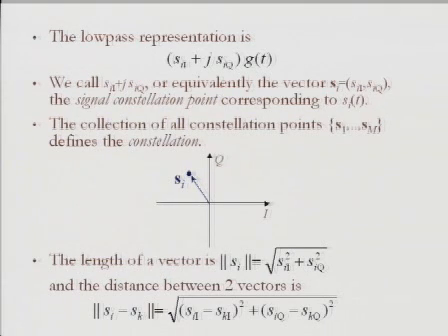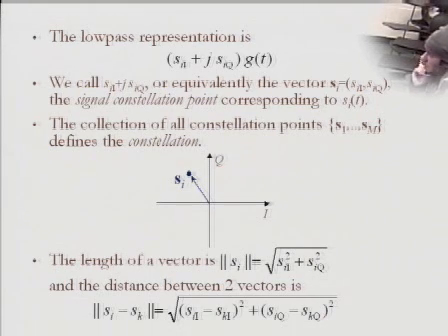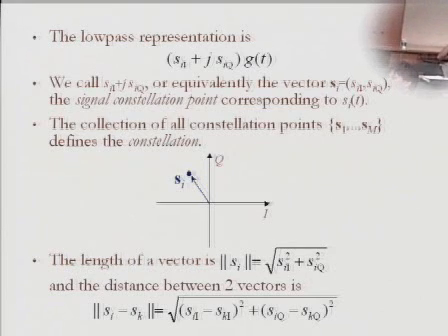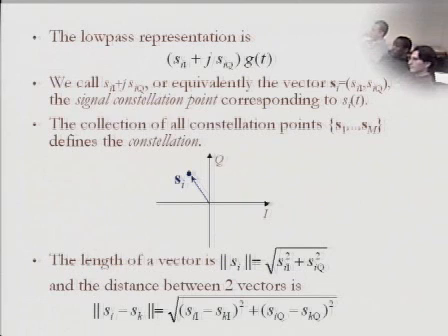And here we can use basic notions of Euclidean spaces, right? Such as the norm of a vector, which is the length of a vector. And in this case, it's just the square root of the squared in-phase and the squared quadrature added up. And the distance between 2 vectors is just the norm of the difference. Okay, these are, I'm sure, familiar notions.